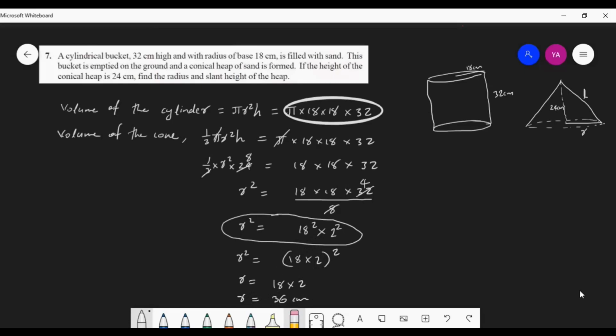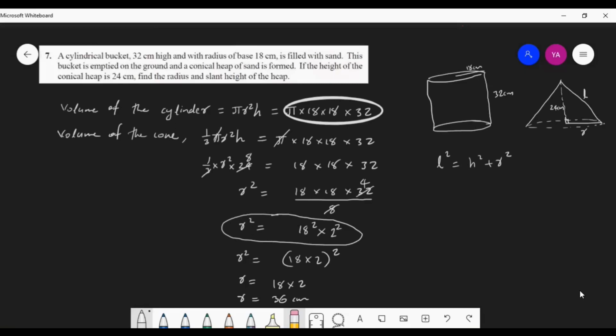So this r means the base radius of the cone. Now we also want to find the slant height of the cone. So you take the right triangle inside this cone. The sides are height of the cone, base radius of the cone, and slant height. So the relation is L square is equal to h square plus r square. Substitute the given values and the value of r.